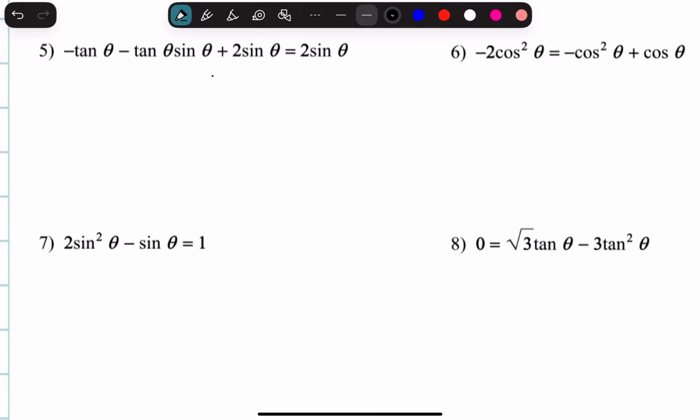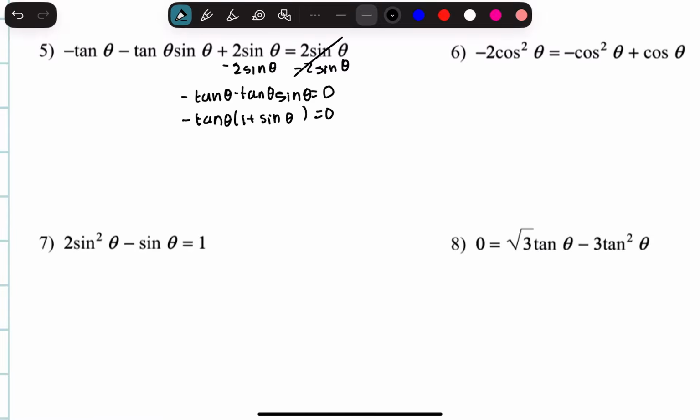So this is going to be negative 2 sine of theta minus 2 sine of theta. It's just going to be negative tangent of theta minus tangent of theta times sine of theta, equal to 0. Now we can factor out negative tangent of theta. Now that becomes 1 plus sine of theta equal to 0. So now we have either tangent of theta is equal to 0, or 1 plus sine of theta is equal to 0. So that's sine of theta is equal to negative 1.